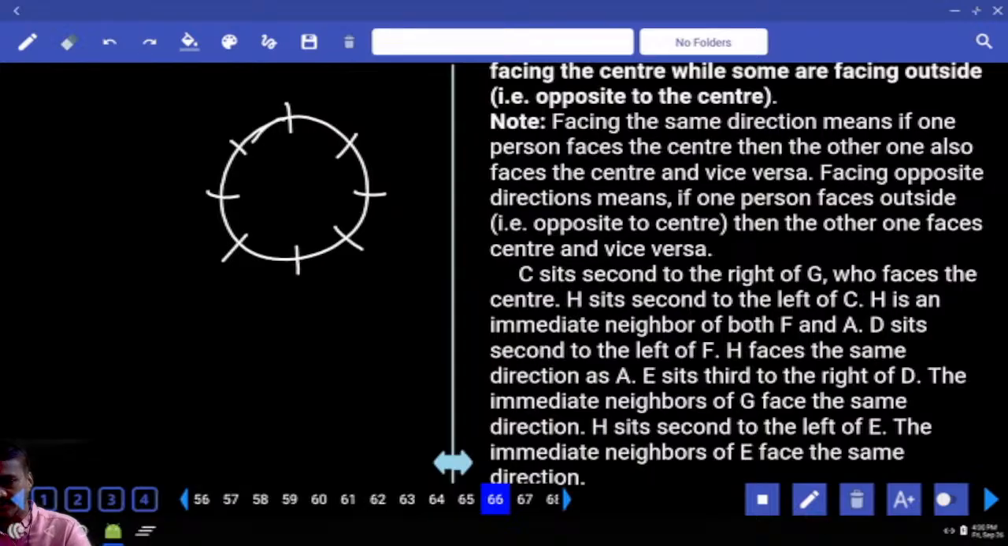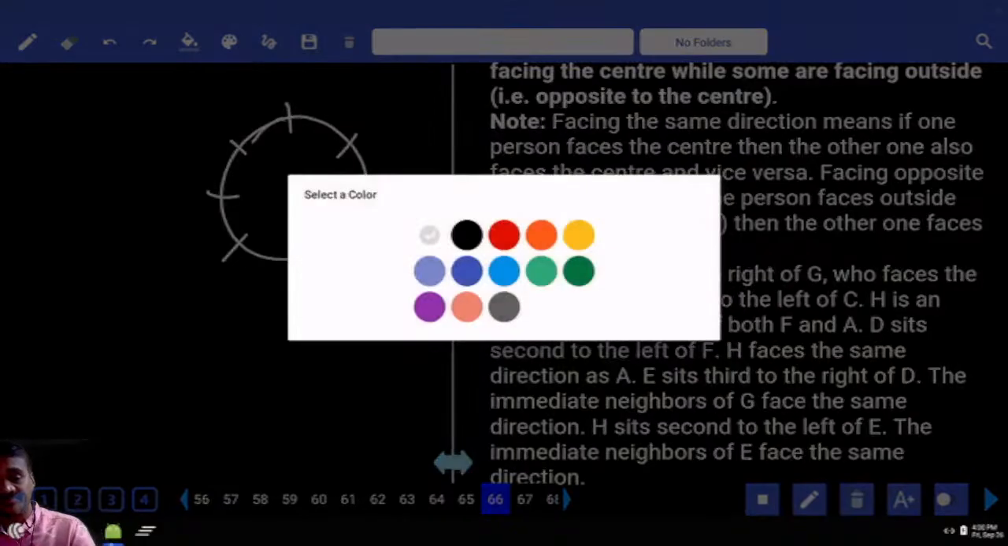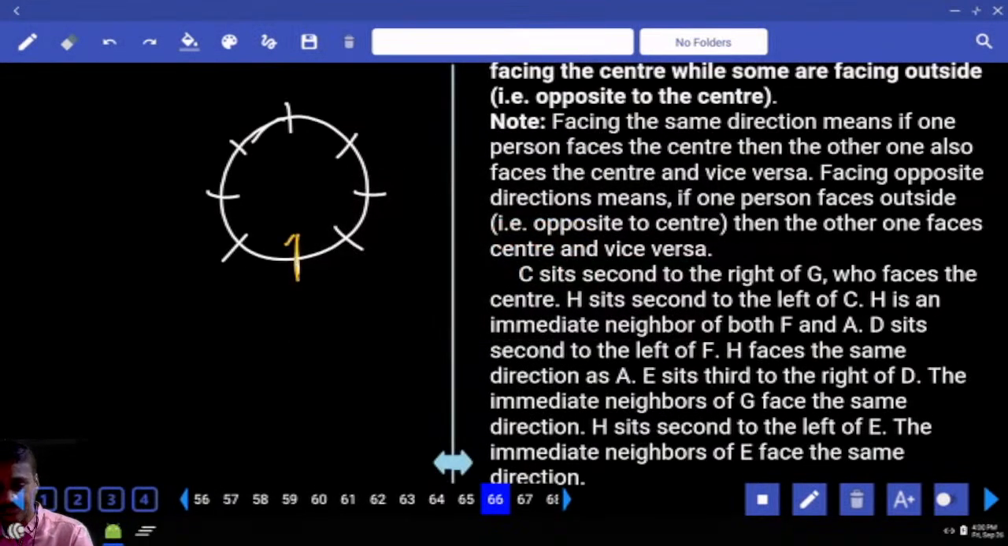Now in this, C sits second to the right of G. G is facing towards the center. Now definite information given: G is facing towards the center, and C sits second to the right of G. C is seated second to the right of G. G faces the center. H is seated second to the left of C.